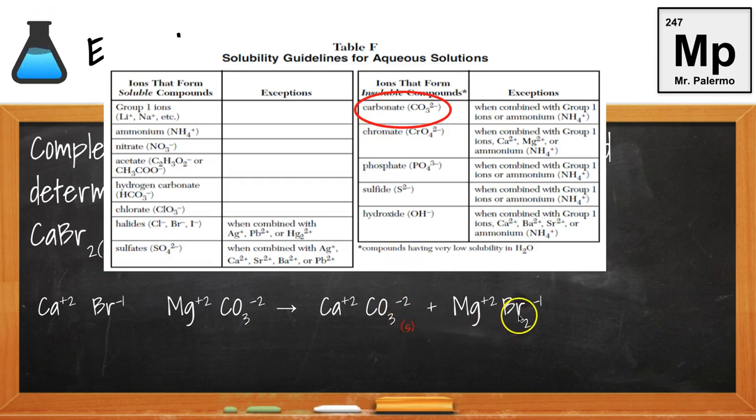And then we look up bromine, Br. That's in my soluble column, and magnesium is not one of the exceptions, so that's going to be soluble, that's going to dissolve, and so that's going to be my aqueous product.